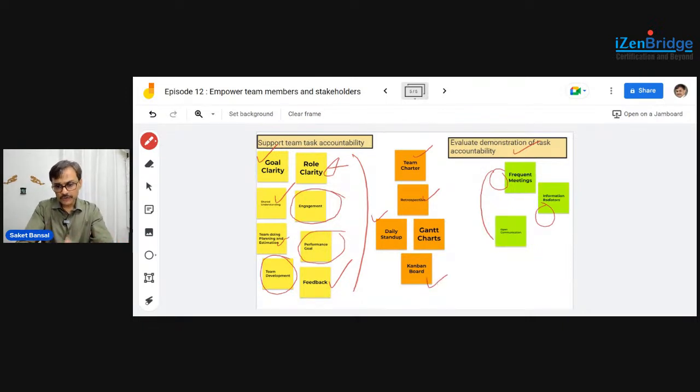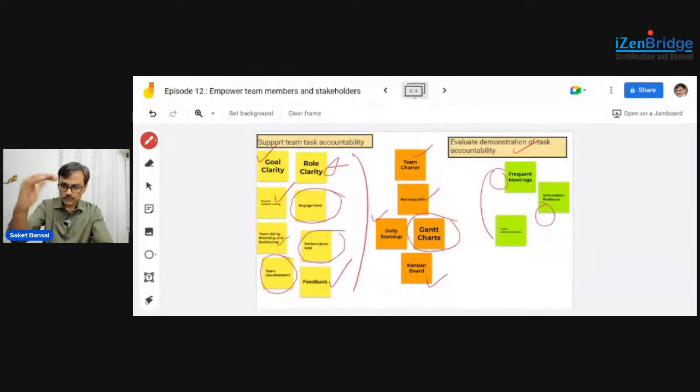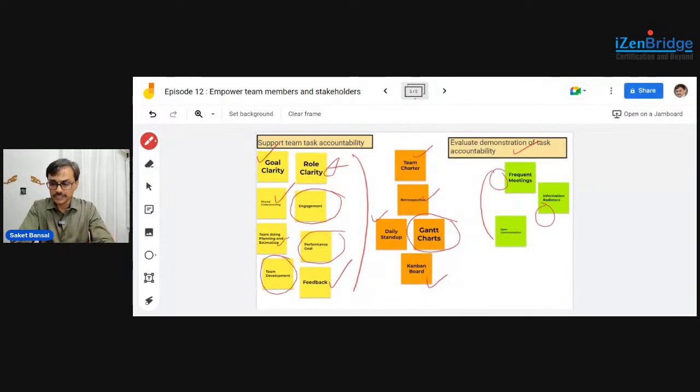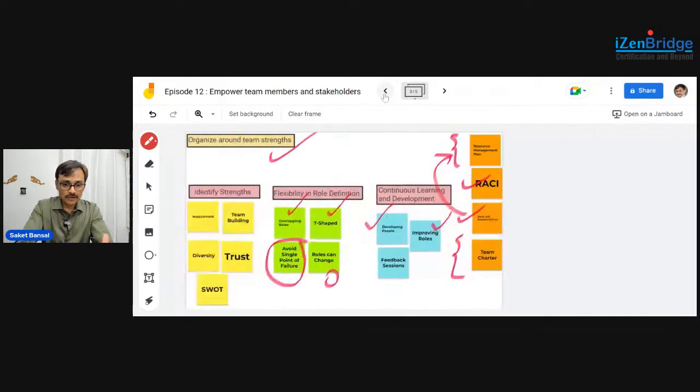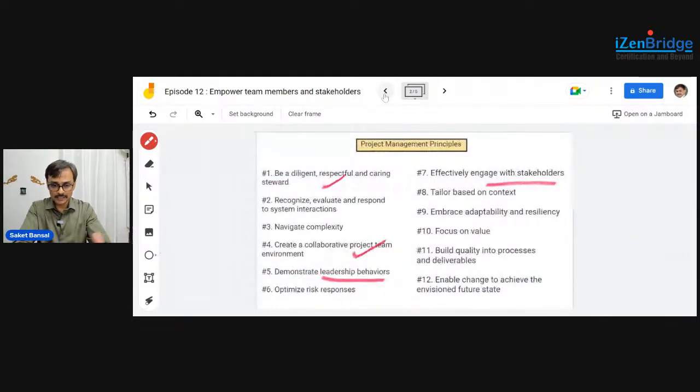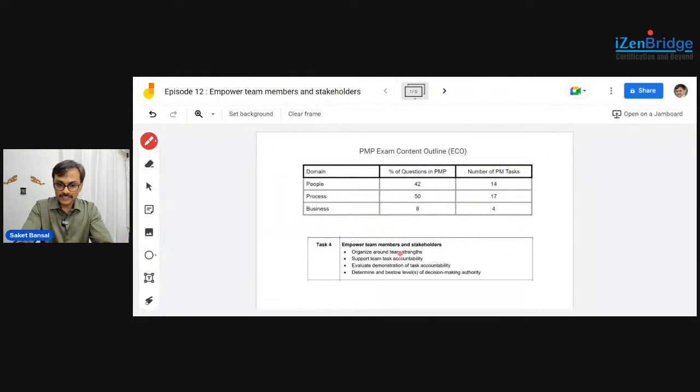In case of a predictive way of working, you may have a Gantt chart which shows who is expected to work where, so that people can understand this is my accountability and I will be held accountable for it, and we need to talk about it if something is going wrong, and we need to improve it so that at some point in time we start meeting our stakeholder and client expectations. So these are the 4 small subtasks of this particular task called empower team members and stakeholders.